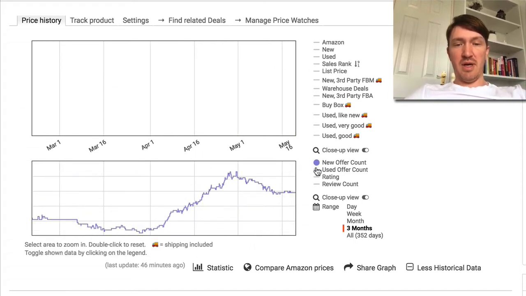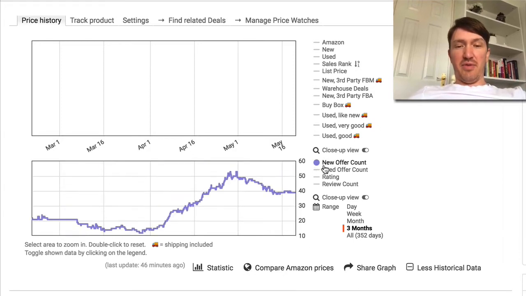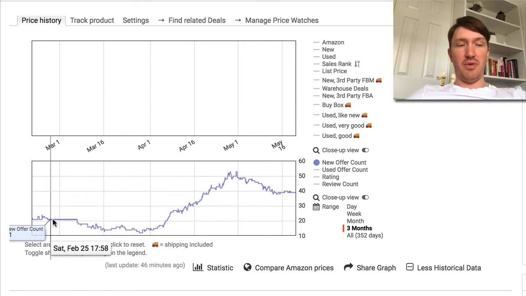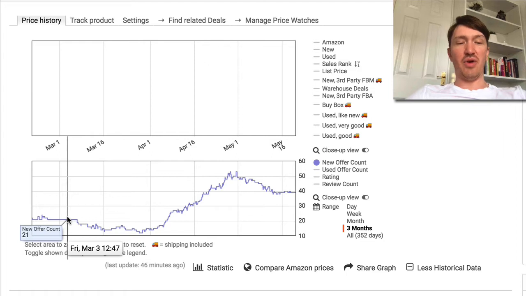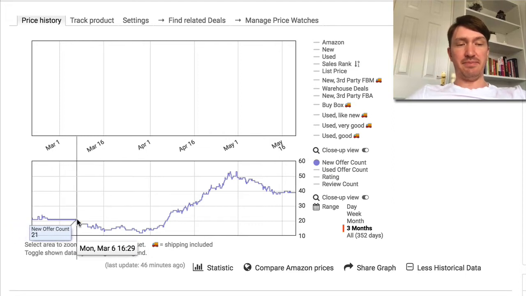Okay, so that's used offer count, the black one. I'm going to take that off. So the one you're interested in here is new offer count. It basically means how many people have got this for sale on Amazon. That's pinging all the time. How many people have got this for sale on Amazon at any one time?